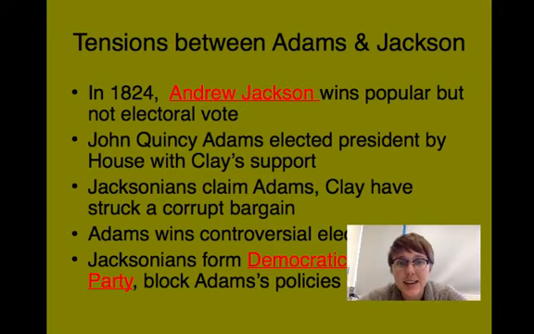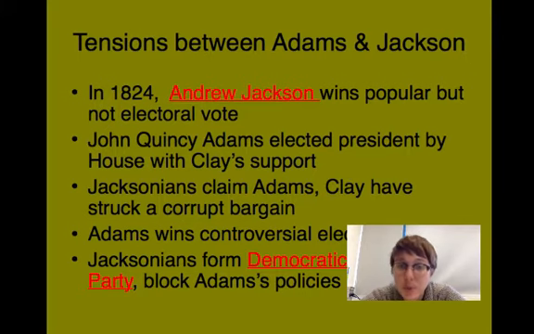In 1824, Jackson ends up winning the popular vote, meaning most of the population voted for him, but he does not win the electoral vote. That means that the state representatives do not vote for him. John Quincy Adams, who is John Adams' son, ends up being elected president because he wins the electoral vote. He also has the support of someone in the Senate, Clay.